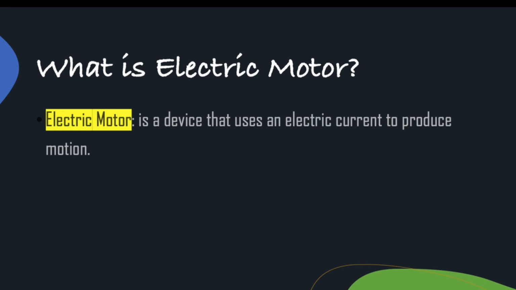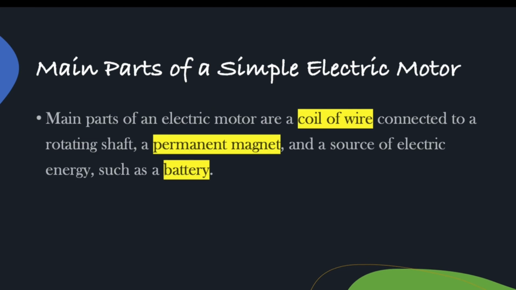An electric motor is a device that uses an electric current to produce motion. The main parts of a simple electric motor are a coil of wire connected to a rotating shaft, which means the electromagnet, which is a piece of iron and a coil of wire around it, and a permanent magnet, and a source of electric energy such as a battery.